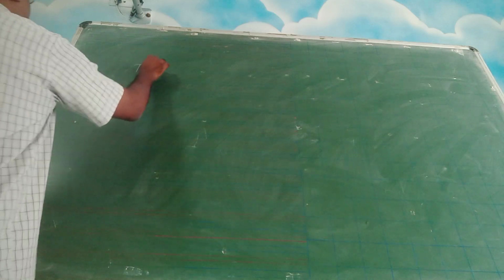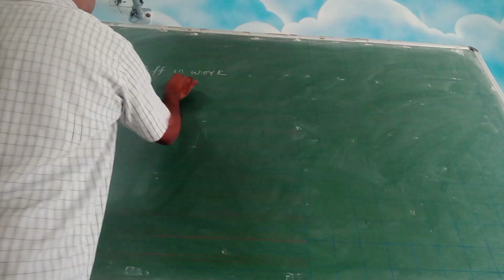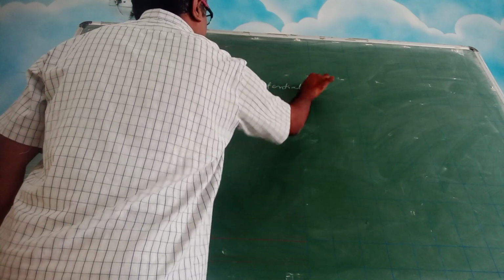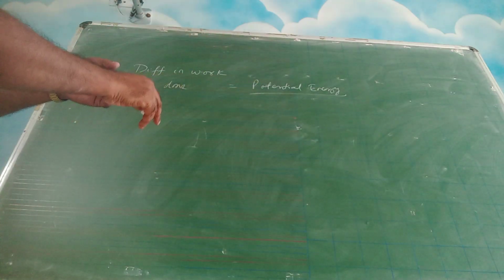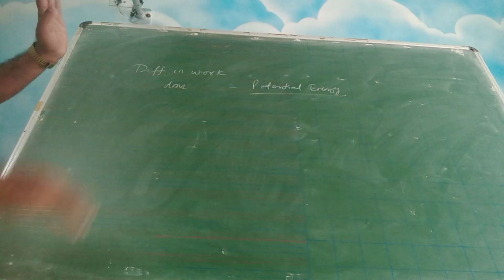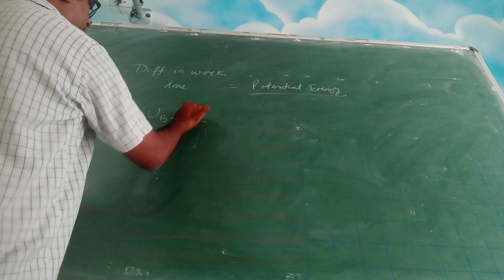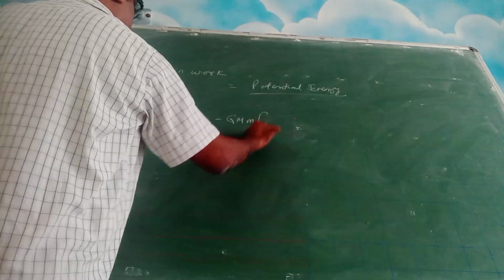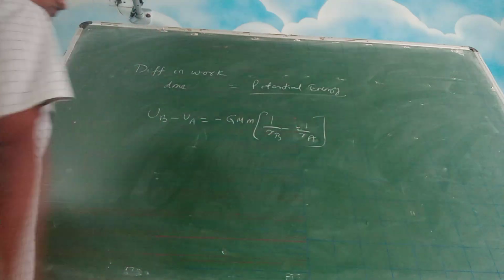See, the whole way this argument is presented is that the work done is stored as potential energy, or the difference of potential energy is actually the work done by the object. That is how we have presented the whole thing, and the expression was Ub minus Ua is equal to minus GMm multiplied by 1 upon rb minus 1 upon ra. This is what it is.